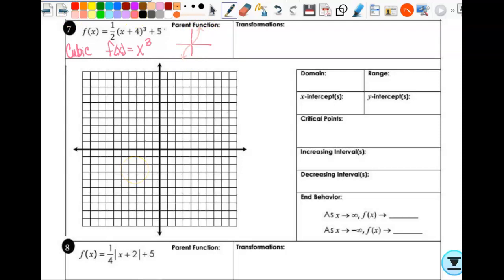How many transformations do I have? 3. What is that 1/2? Say vertical compression by 1/2. Then that 4 means I go left 4 and then up 5.